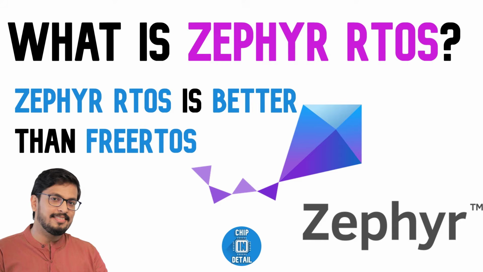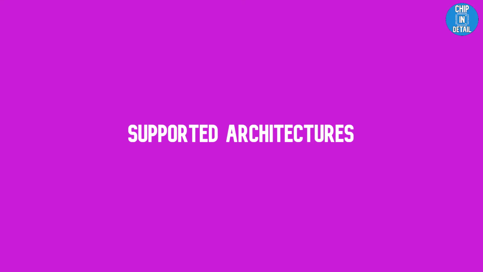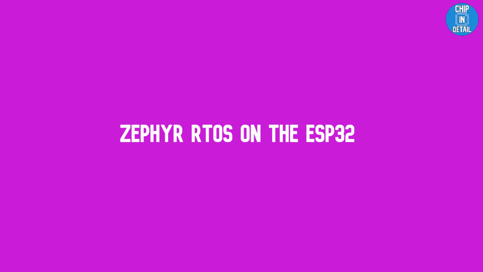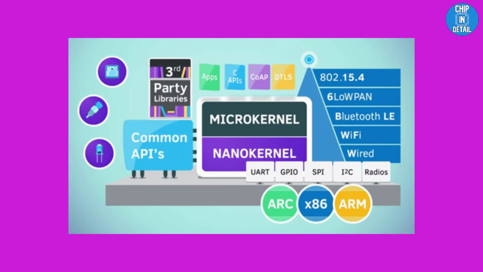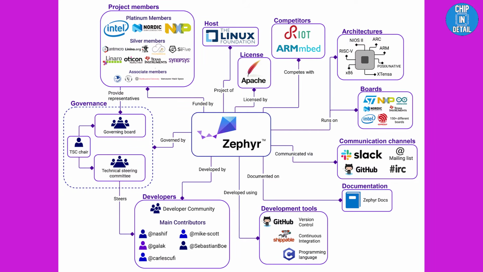In this episode, we will learn about a massively trending embedded RTOS called Zephyr RTOS. We will first start off with why use Zephyr RTOS, then talk about supported architectures, and finally talk about Zephyr RTOS on the ESP32. The Zephyr RTOS is based on a small footprint kernel designed for use on resource-constrained embedded devices and is maintained by the Linux Foundation. The Zephyr RTOS is a relatively new real-time operating system and is ready for a wide variety of MCU architectures.